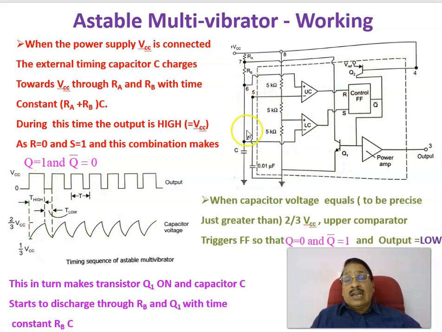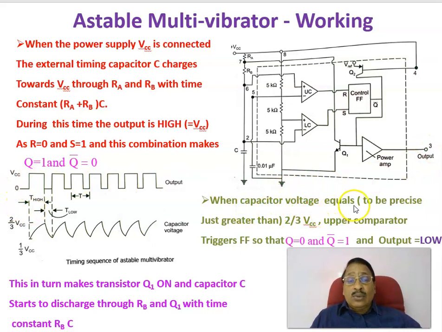And then the capacitor discharges through RB, that is through the transistor, with the time constant RB into C, and that discharge path goes from 2 by 3 VCC to 1 by 3 VCC. Therefore, if you plot the capacitor voltage, it will be changing from 1 by 3 VCC to 2 by 3 VCC. At that time, the output will be high, and then again it will be discharging. During the discharging part, the transistor is conducting, the output is low, and the time constant is RB into C. That is the discharging part of the capacitor. So this is the capacitor voltage, that is the voltage at this point, and this is the output voltage that is available at pin number 3.